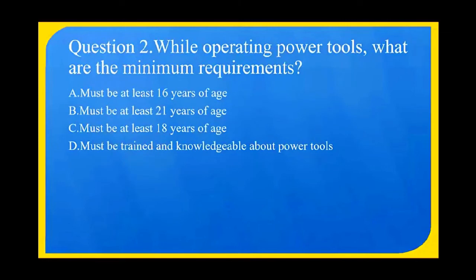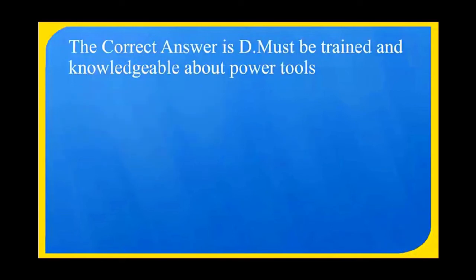Question 2. While operating power tools, what are the minimum requirements? A. Must be at least 16 years of age. B. Must be at least 21 years of age. C. Must be at least 18 years of age. D. Must be trained and knowledgeable about power tools. The correct answer is D. Must be trained and knowledgeable about power tools.